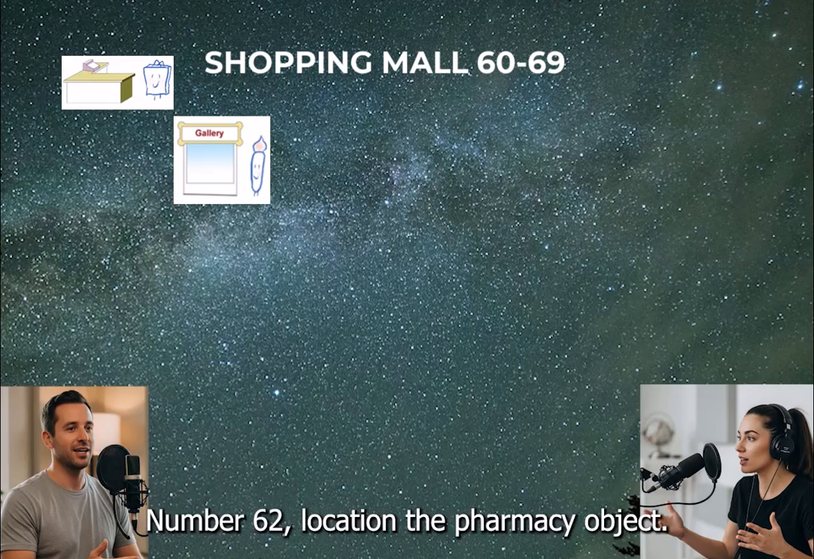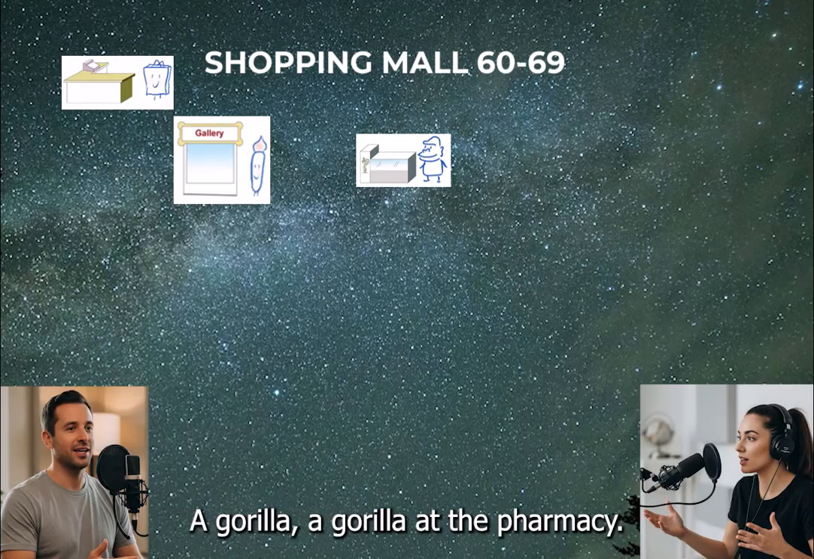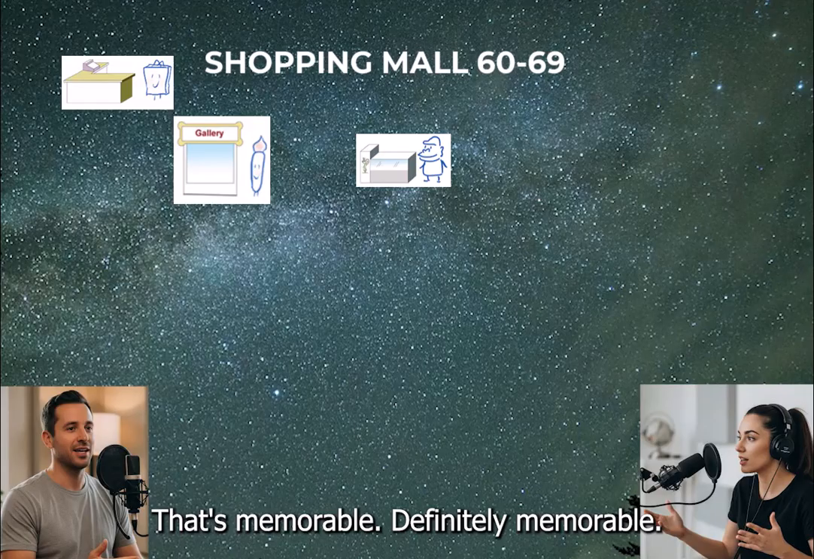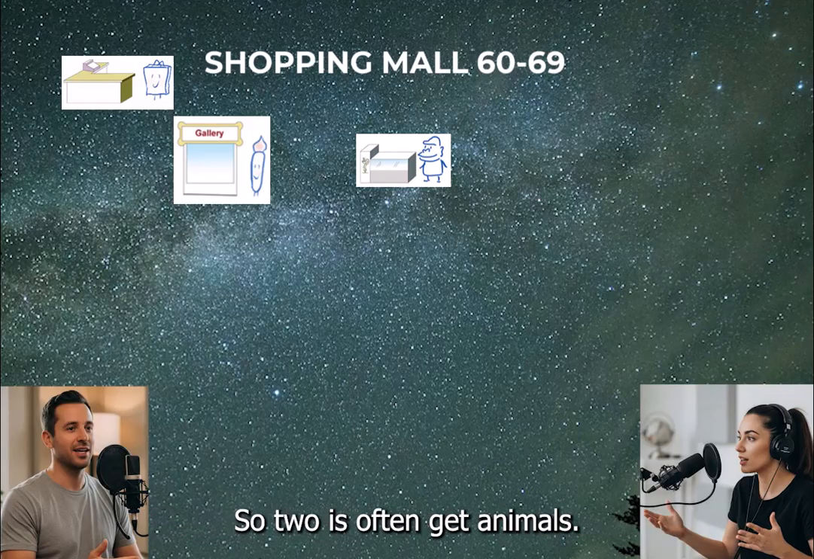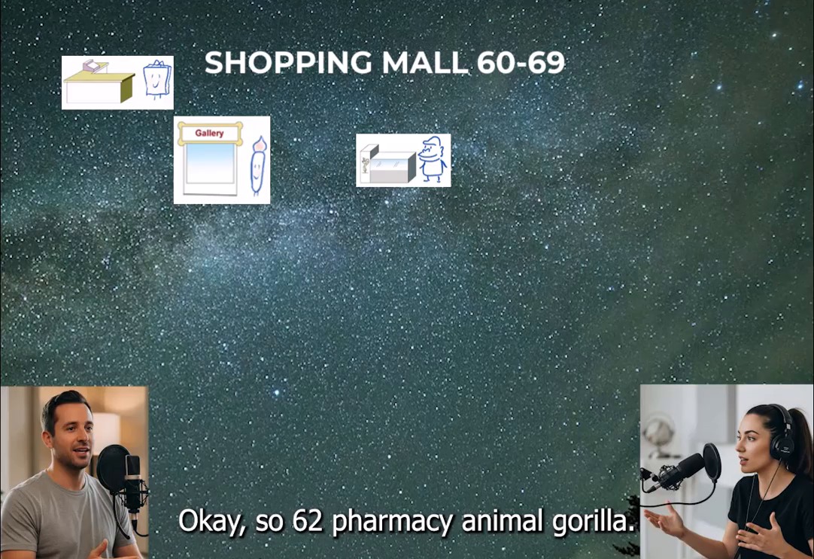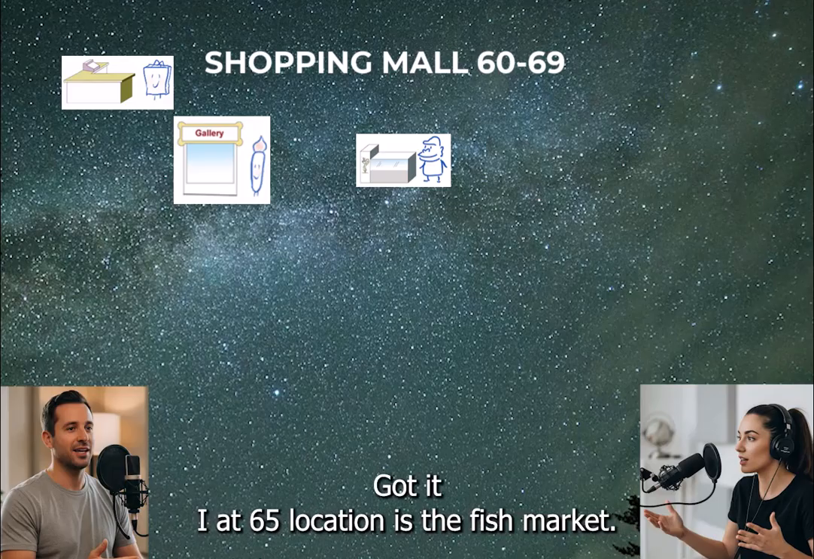Location, the pharmacy. Object, a gorilla. A gorilla at the pharmacy. That's memorable. Definitely memorable. And the principle, simple, it's an animal. So 2s often get animals. Okay, so 62, pharmacy, animal, gorilla. Got it. How about 65?